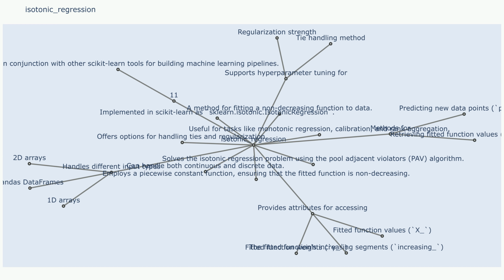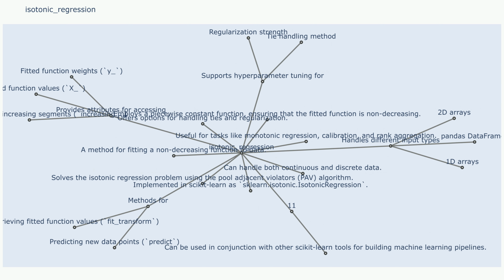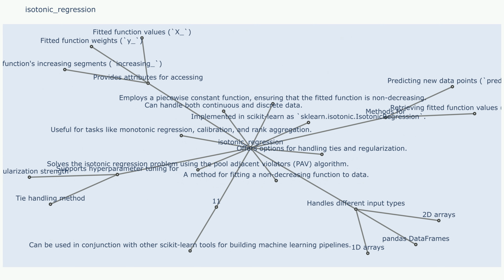Key concepts. Monotonicity: a function is monotonic if it either consistently increases or consistently decreases as its input increases. Regression: this refers to the task of predicting a continuous target variable, often denoted as y, based on one or more predictor variables, often denoted as x. Isotonic regression: a type of regression that specifically constrains the fitted function to be monotonic. It's like finding the smoothest monotonic function that best fits the data.